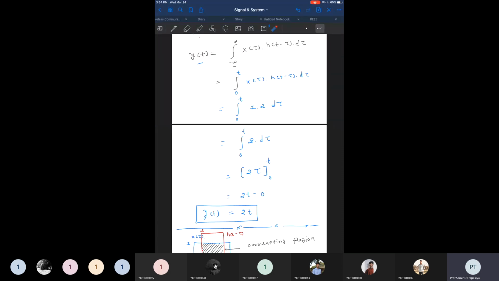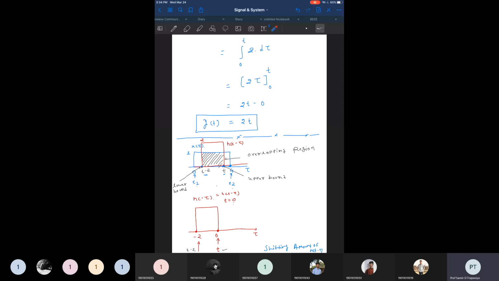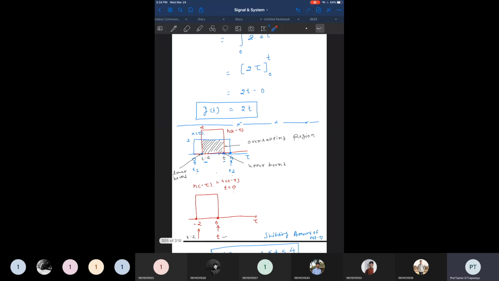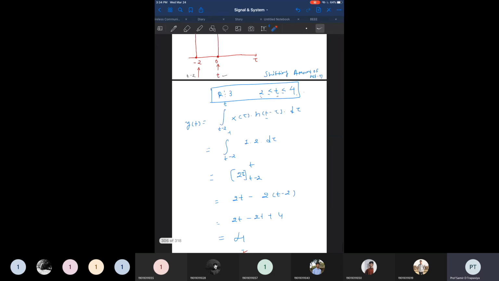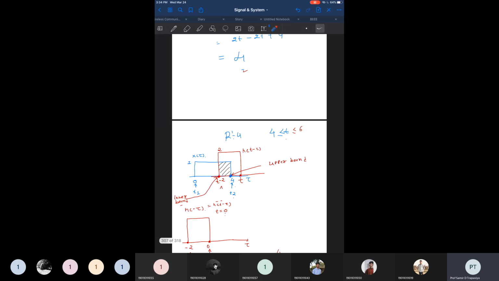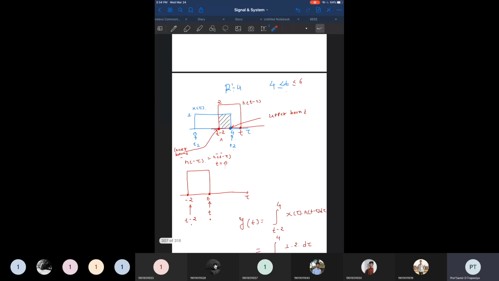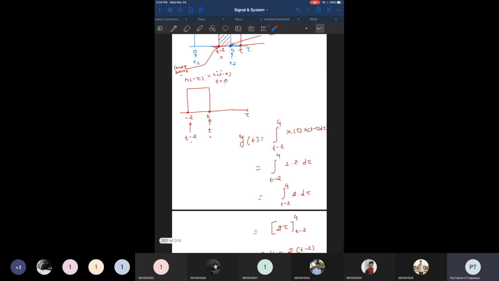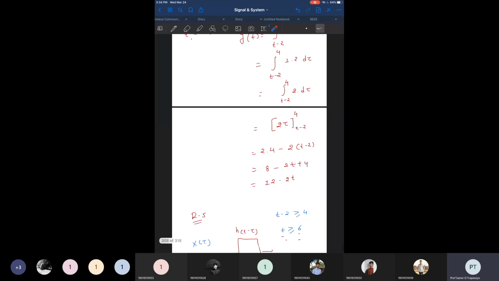Then we shift t further, and when the boundary of the overlapping region changes, we consider the next region, identify its lower and upper boundaries, convolve the two signals and find the output. We repeat this process until the two signals are completely non-overlapping, with no overlapping area between x of tau and h of t minus tau. Combining those points, we finally produce the signal y of t.